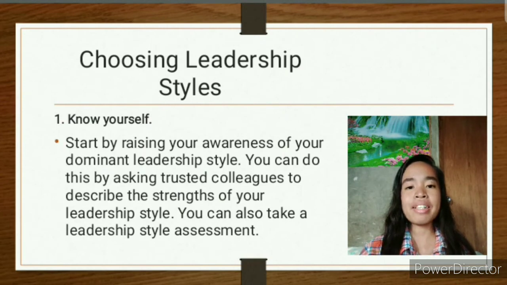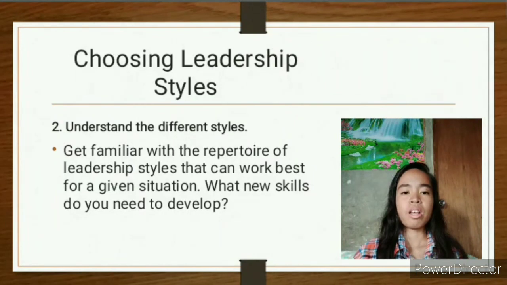Start by raising your awareness of your dominant leadership style. You can do this by asking trusted colleagues to describe the strengths of your leadership style. You can also take a leadership style assessment. Number 2, understand the different styles. Get familiar with the repertoire of leadership styles that can work best for a given situation. What new skills do you need to develop?